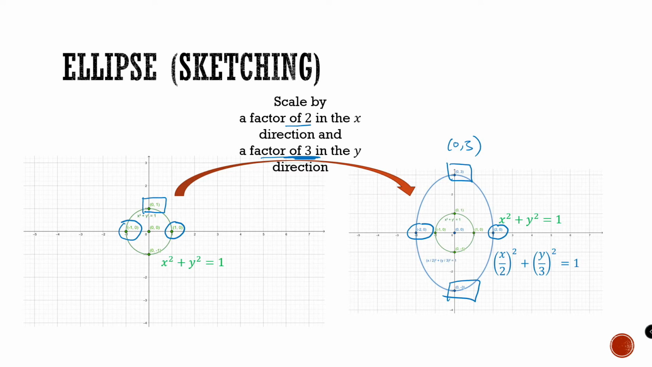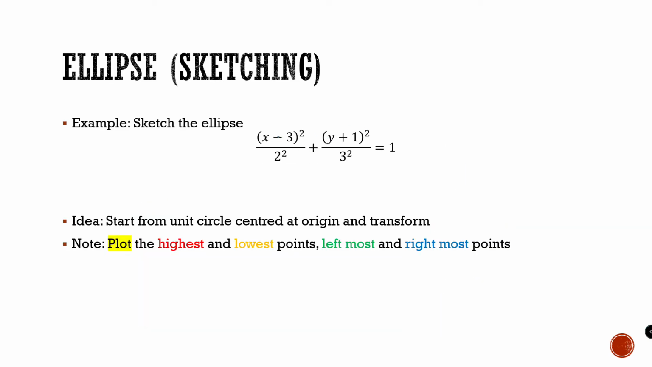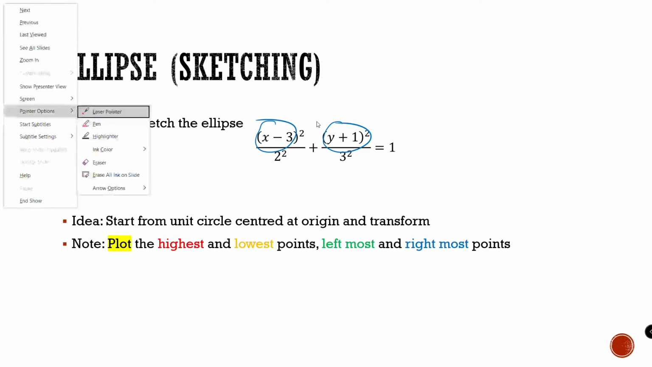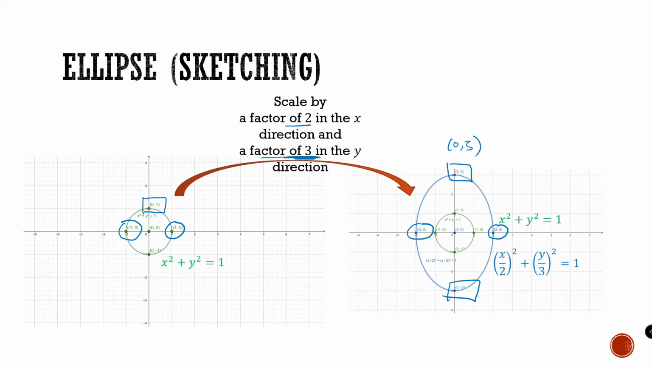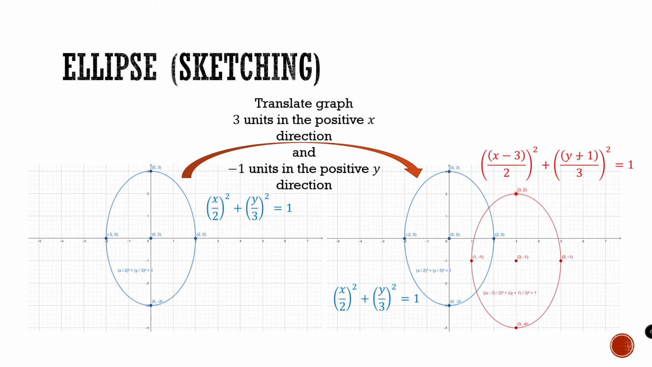The next step is to do translation. Again, let me go back to the original equation. I need to replace x by x minus 3, replace y by y plus 1. If I replace x by x minus 3, y by y plus 1, I am translating my graph 3 units because of this in the x direction and minus 1 unit in the y direction. So basically it will move 3 units to the right and 1 unit down.